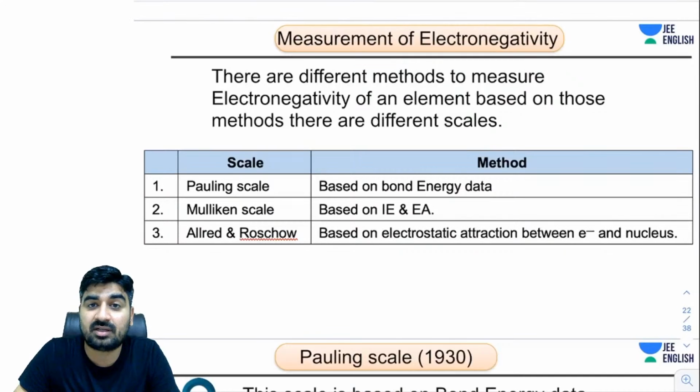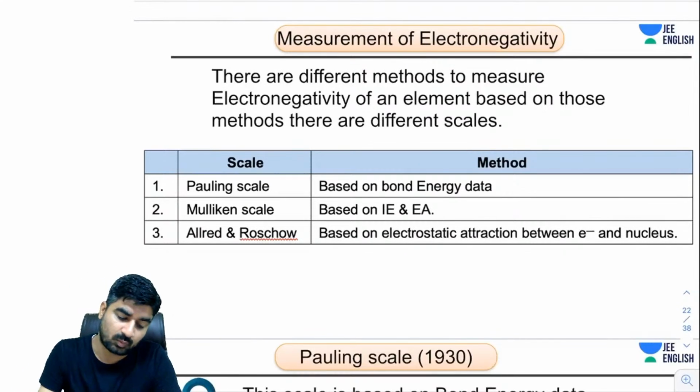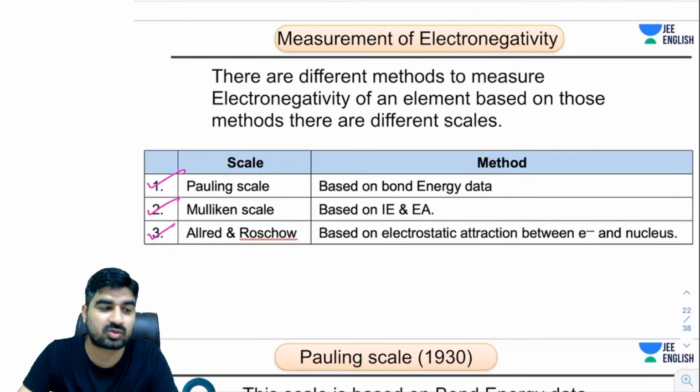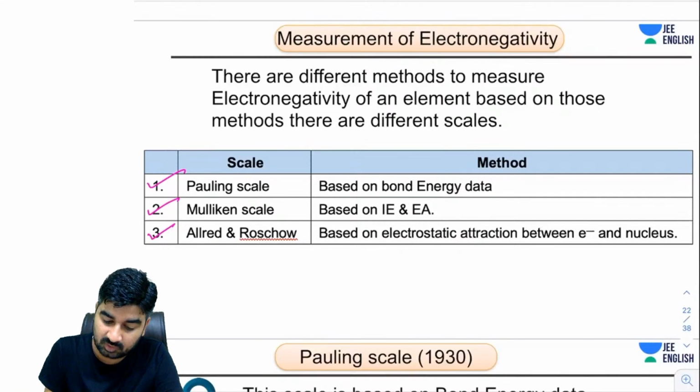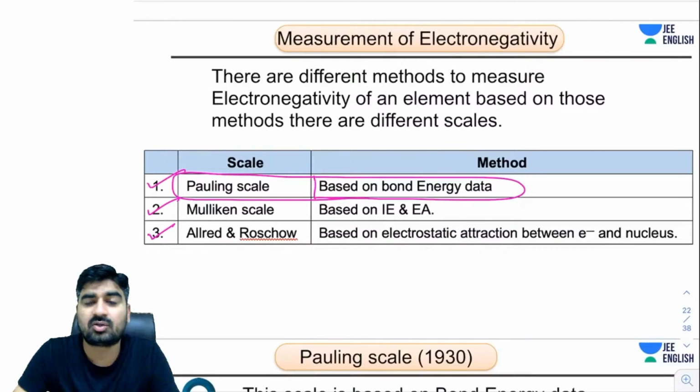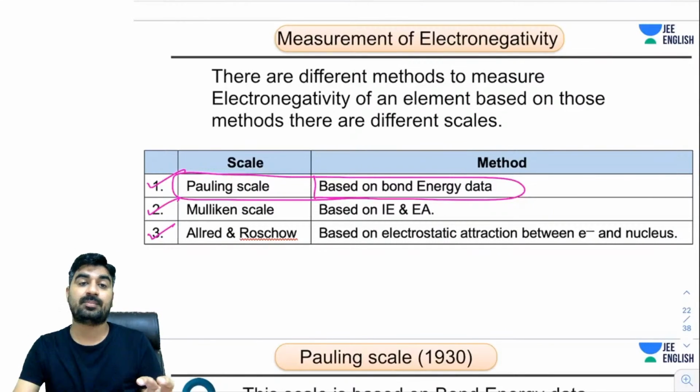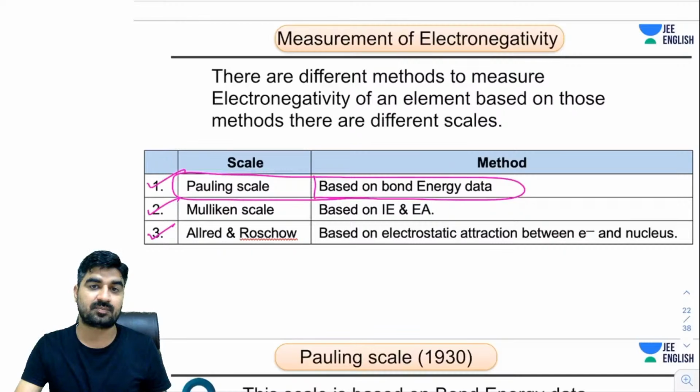Now, how are measurements of electronegativity done? Actually, there are basically different methods. One is Pauling scale, another is Mulliken scale, another one is Allred-Rochow scale. But the general method we use is Pauling scale. You don't have to go into the details, because NCERT doesn't have these details, so it is never going to be asked. But you should know the basic idea behind these scales.